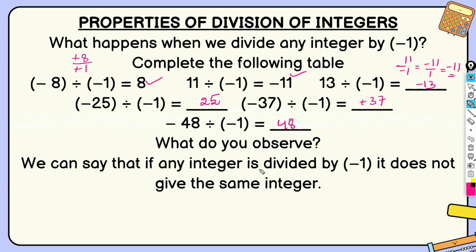We can say that if any integer is divided by minus 1, it does not give the same integer but gives the additive inverse of the integer. If we just divide it by minus 1, the sign of the integer changes. So minus 8 becomes plus 8, plus 11 becomes minus 11, 13 becomes minus 13, minus 25 becomes 25, etc.